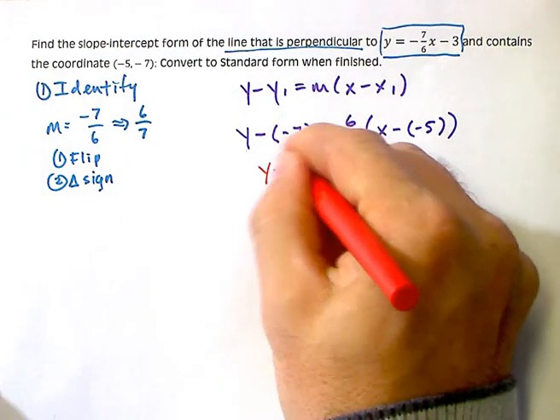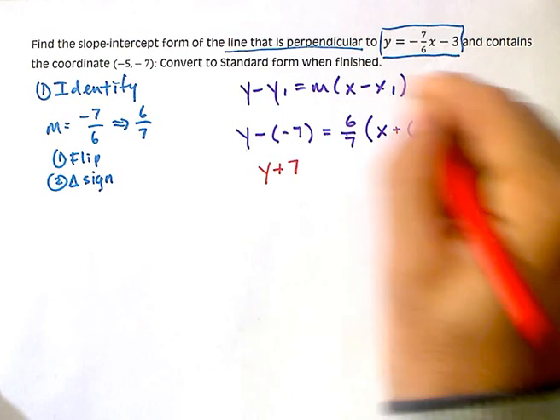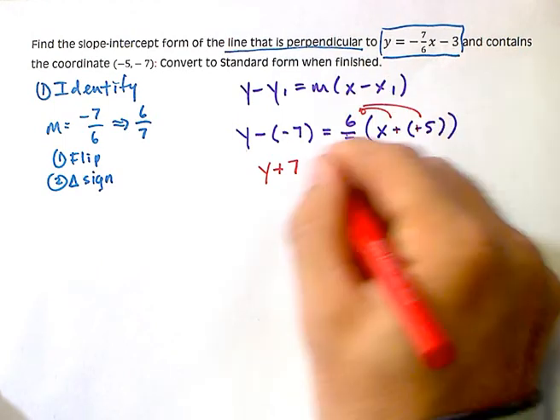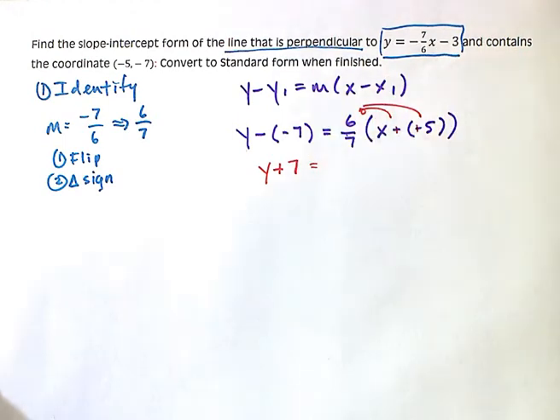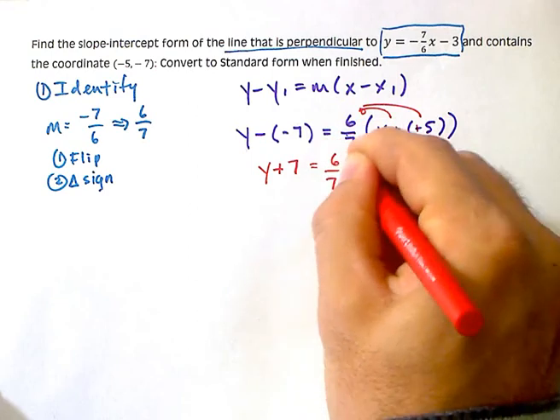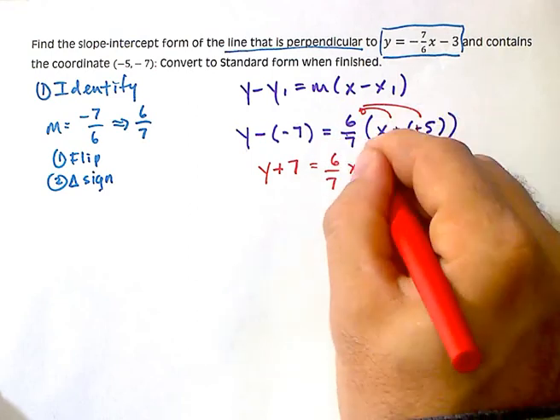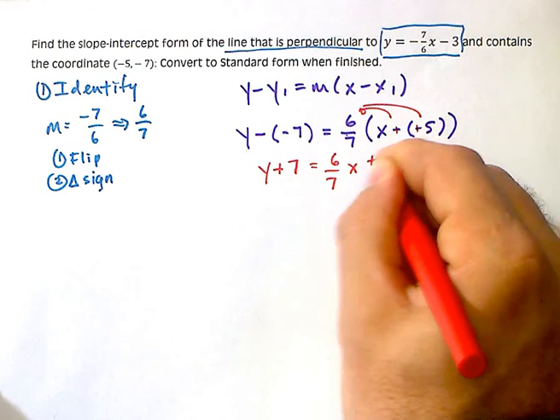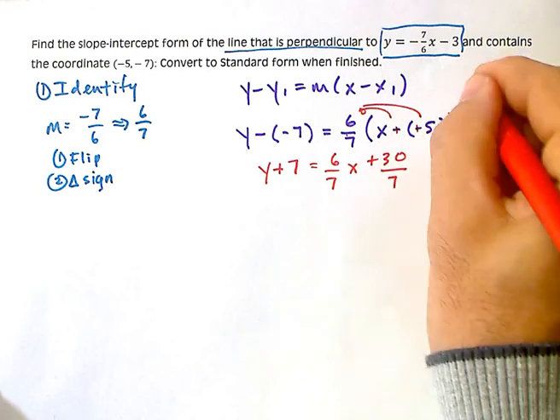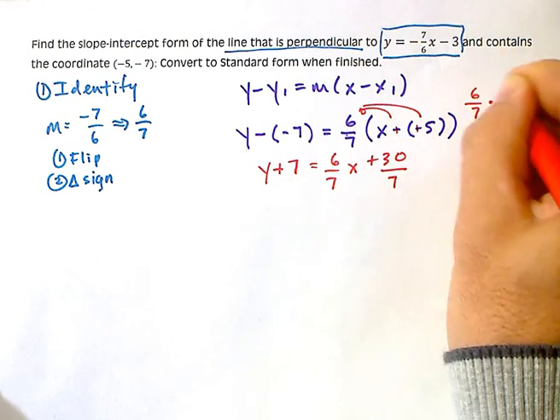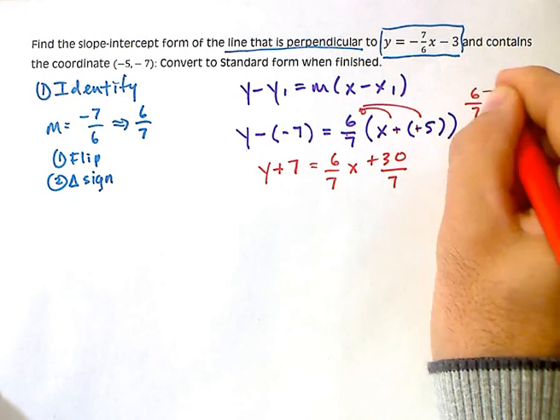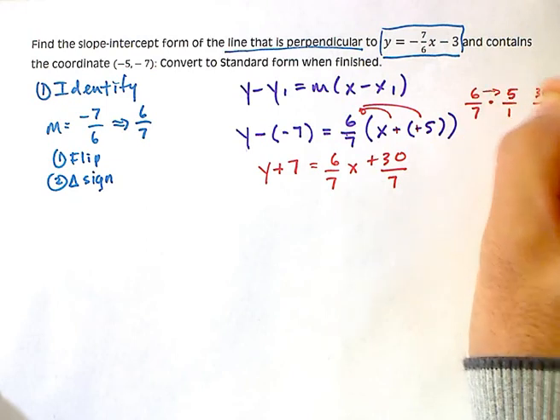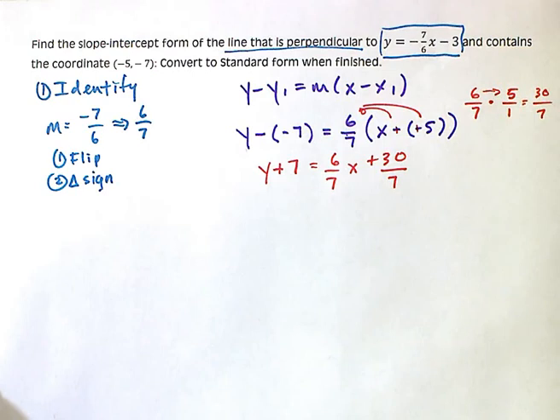Let's take a look at changing some of the signs. Y plus 7, this became a positive. Let's look at distributing this. Slope 6/7x plus a 30/7. How did I get 30/7? I did 6/7 times 5/1. I multiply across, 30/7.